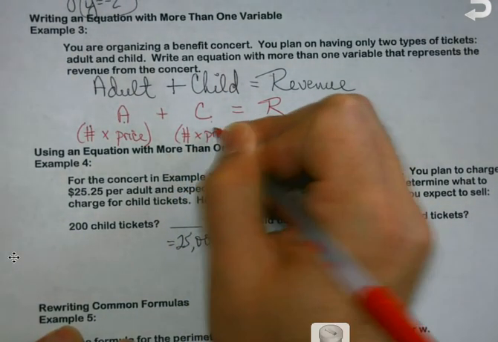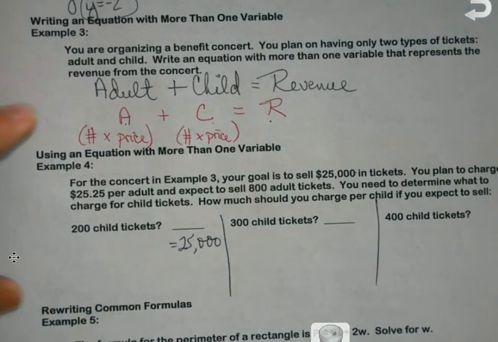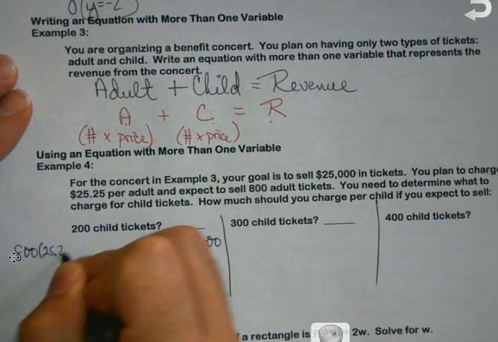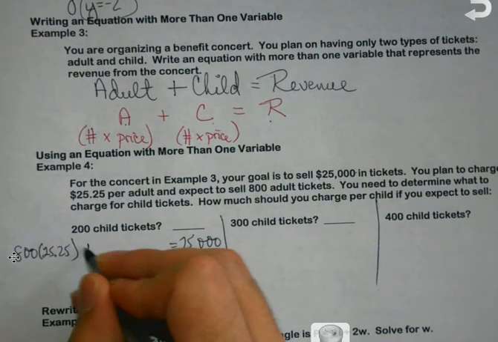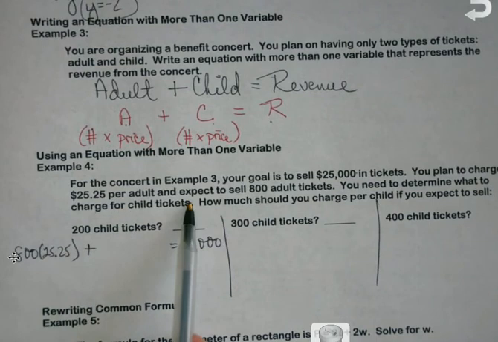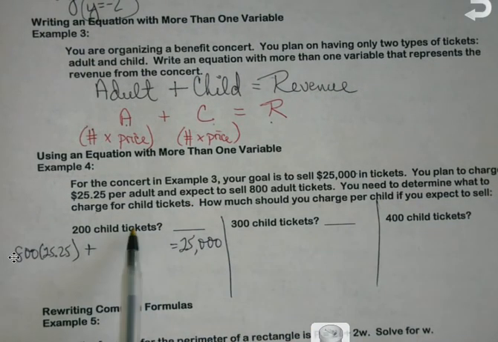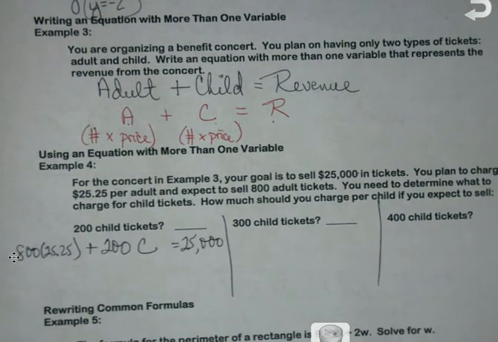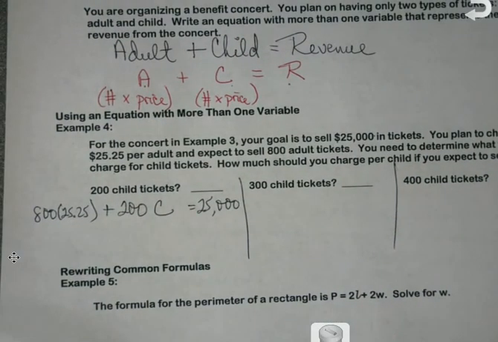Now the nice thing about the adult tickets is not only do they tell us the price, they also tell us how many. So 800 at $25.25. So then we're like, the variable must be coming. You need to determine what to charge for child tickets. Okay, so that's going to be our variable. How much should you charge per child if you expect to sell 200 child tickets? Okay, so I'm going to sell 200, but I have no idea how much I should charge for them. Well, this shouldn't be too hard for us to figure out because we have all the other information.